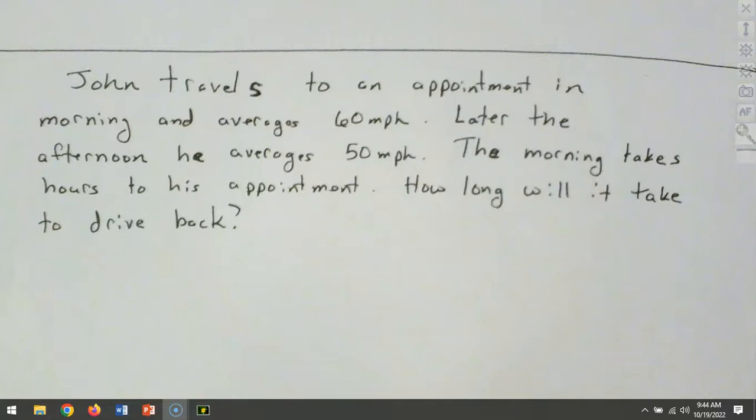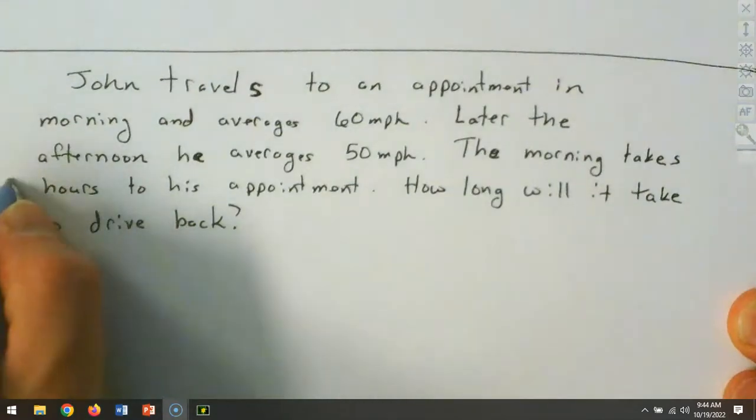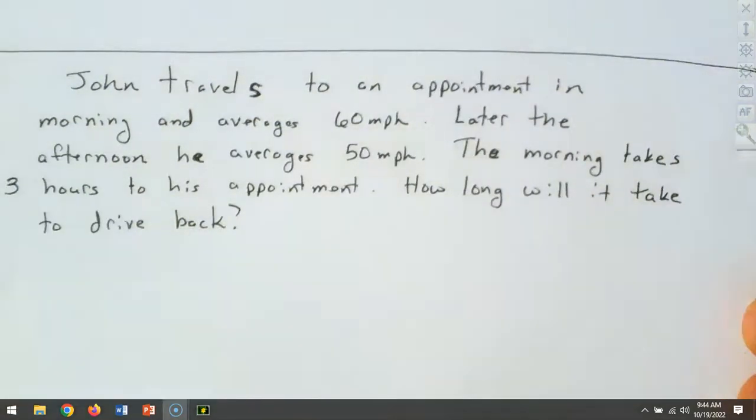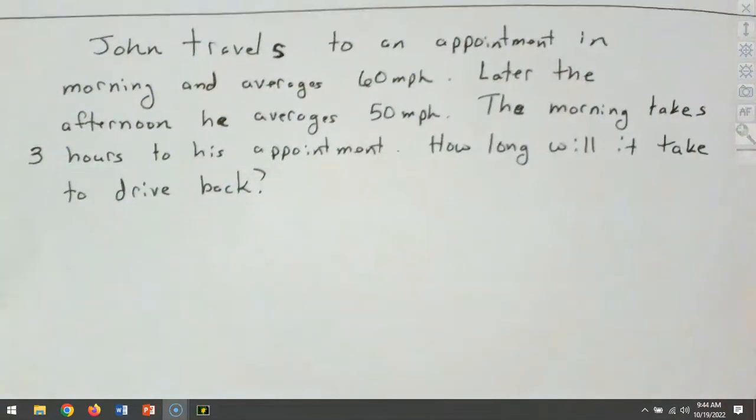In the morning, it takes, and I didn't put it in here, 3 hours. Should have written that down. 3 hours to his appointment. To get to his appointment, it takes him 3 hours. How long will it take him to drive back? So let's see what we've got.